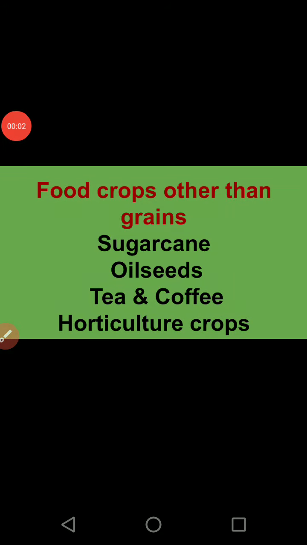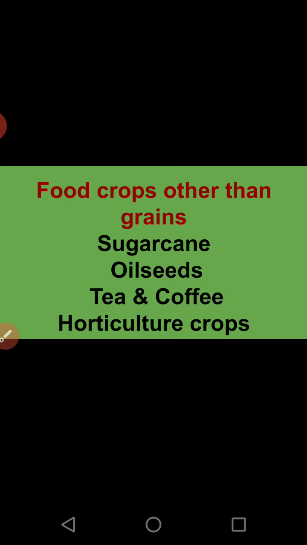Dear children, welcome to the next session of agriculture chapter major crops. Till now we have done all the food crops. Now we will be doing a category of food crops which are other than grains. Like earlier, whatever food crops we have seen, they were grains like rice, wheat, pulses, millets. These are other than grains. In this category, we will be studying the following four crops: sugarcane, oilseeds, tea and coffee.